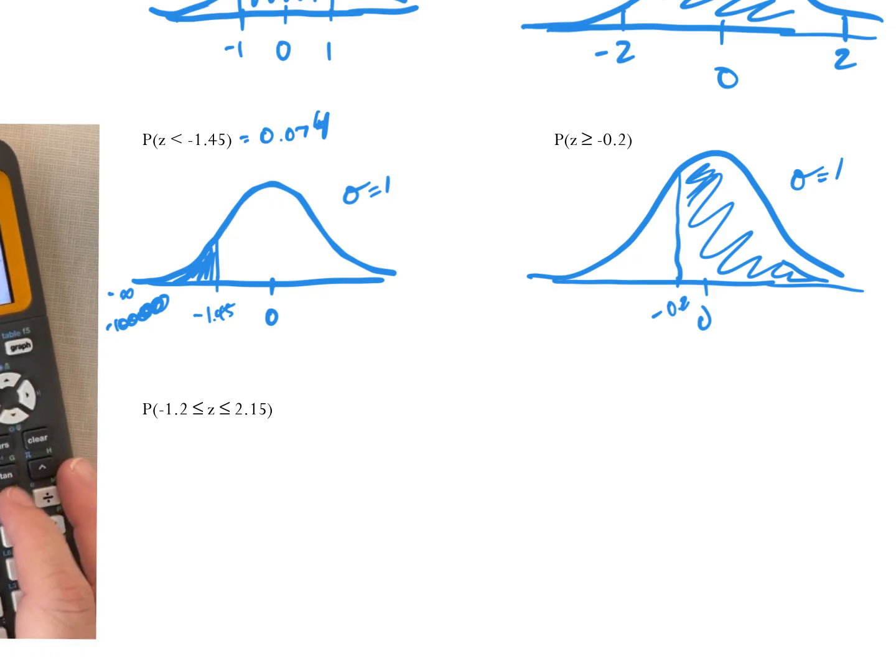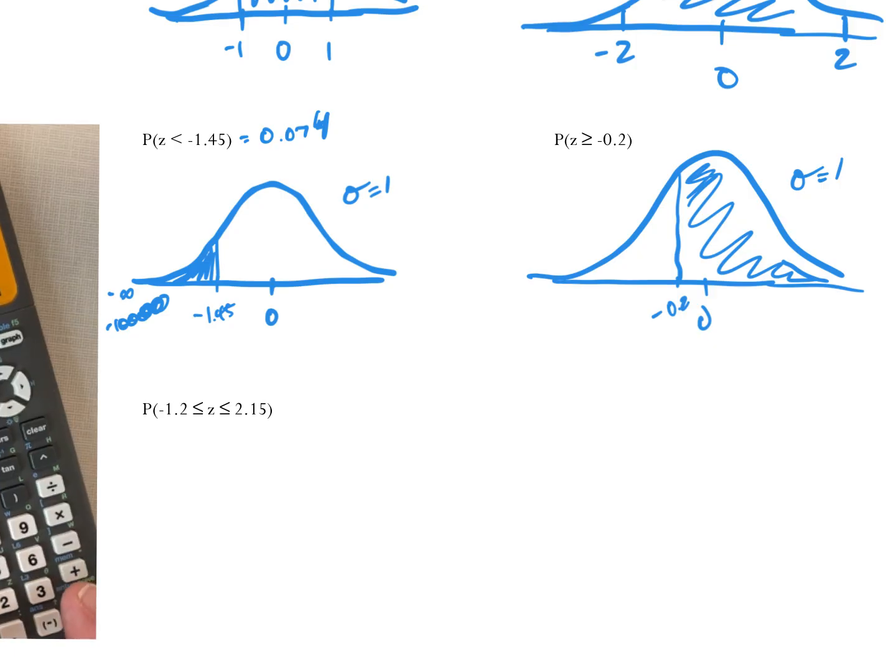So let's see, what would we do here? What would be my lower? Negative 0.2. My upper? A gajillion. Some really big number. Oh, man.